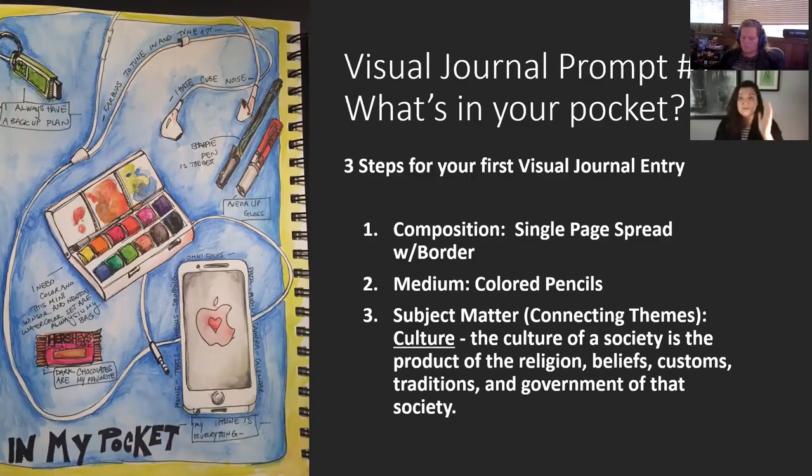So again, if you think about those columns on the worksheet, you want to choose a composition. The one on the left is my teacher example. It's a single page spread, which just means one piece of paper, and it has a border. So my border is nothing fancy. It is just yellow. The medium is colored pencils.